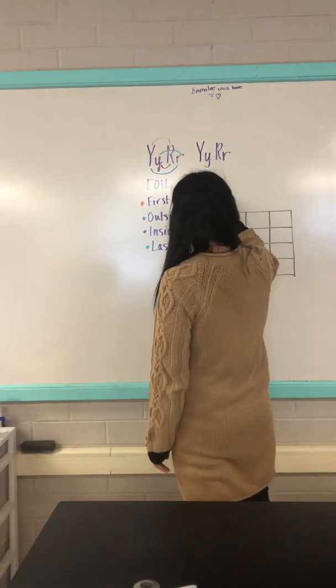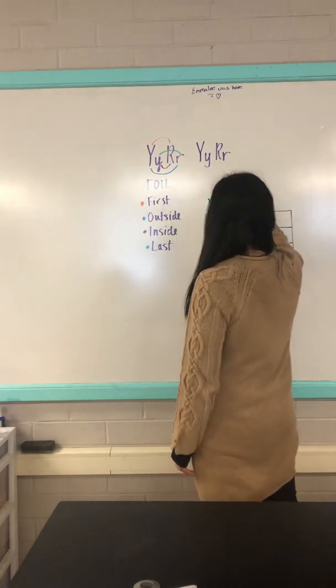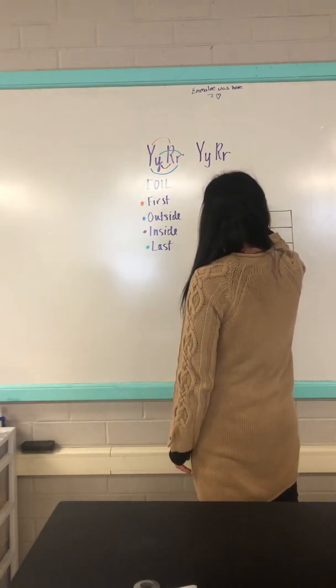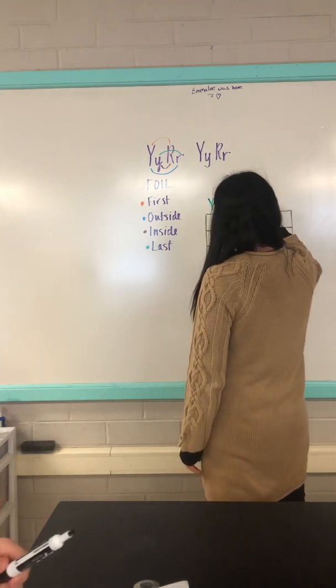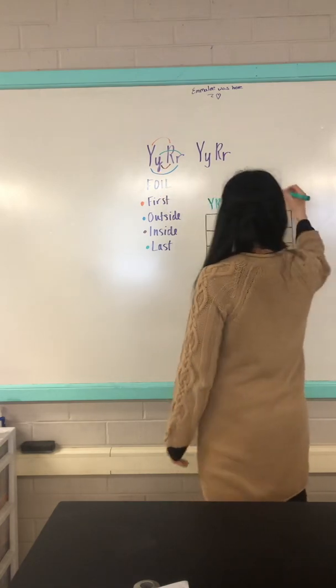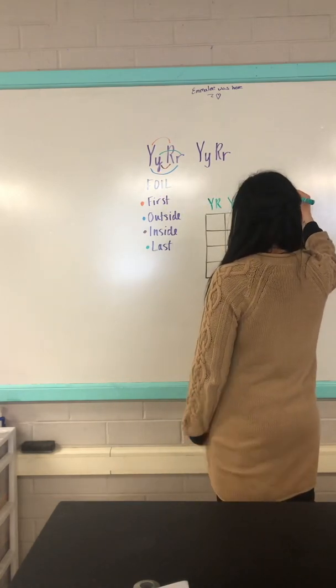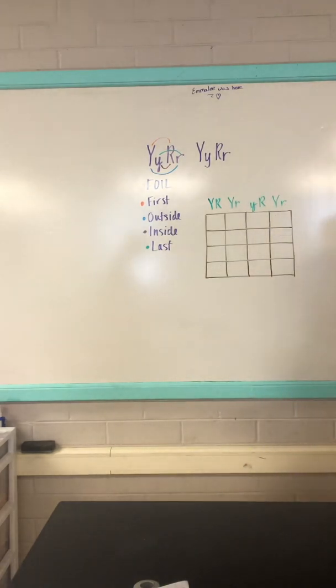So it'll be a big Y, big R. And you're going to go outside. So big Y, little R. Then you're going to go inside. So that's little y, big R. And then last is big Y, little r. So that's for the top part.